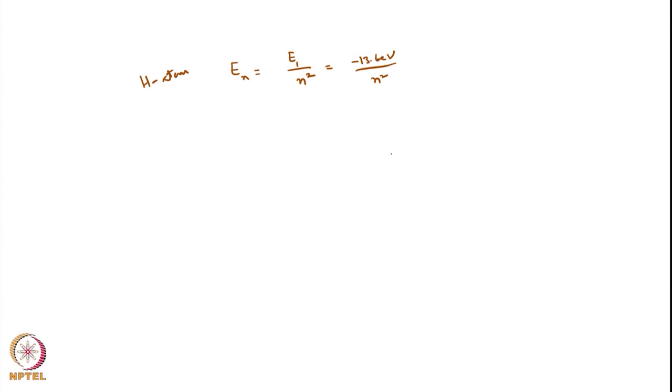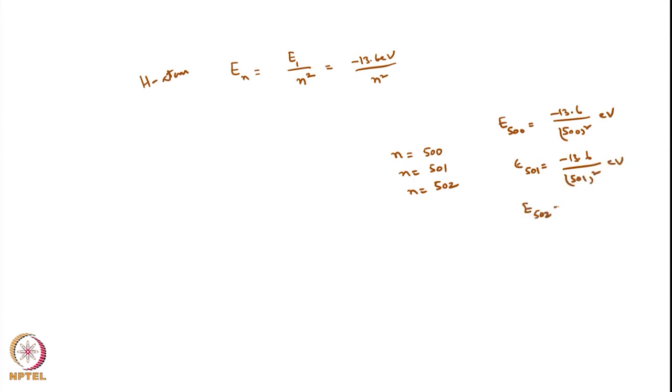Let us say n is equal to 500, n is equal to 501, n is equal to 502. If you go to such states, E500 is equal to minus 13.6 divided by 500 square, E501 is equal to minus 13.6 divided by 501 square in eV, and E502 is equal to minus 13.6 by 502 square in eV.